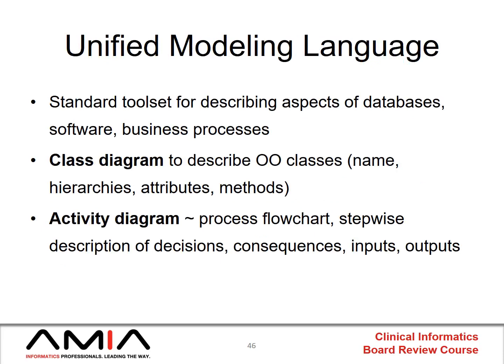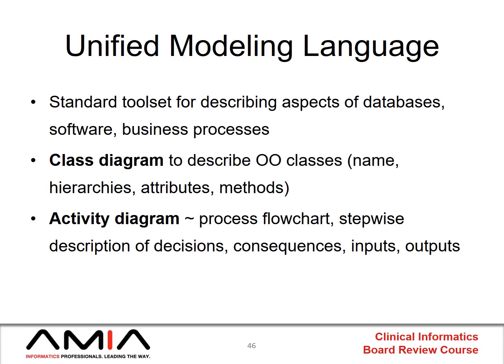Now let's talk about Unified Modeling Language, or UML. This is a standard tool set for describing the aspects of database software and business processes. Basically, UML arose out of the need and the desire for developers to be able to consistently communicate the product requirements and the specifications and the schemas and the classes and the attributes and all this stuff in a visual and easy to assimilate way. So there's a number of UML tools and diagrams that we're going to go through.